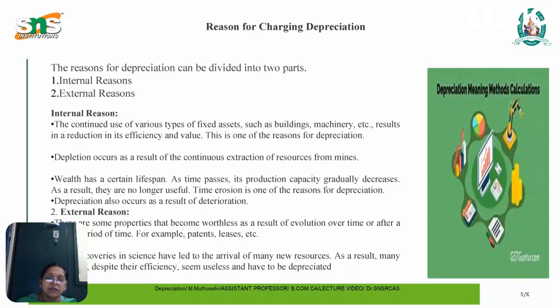Next reason for depreciation is deterioration. Depreciation occurs as a result of continuous use. Assets have a limited lifespan. Over the lifetime, production capacity gradually decreases. As a result, they are also no longer useful. For example, the passage of time is one of the reasons for depreciation. Depreciation also occurs as a result of deterioration.